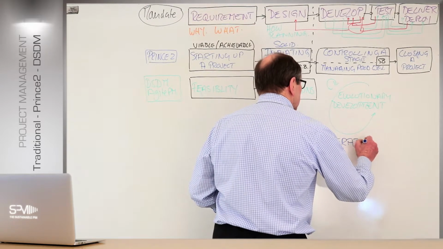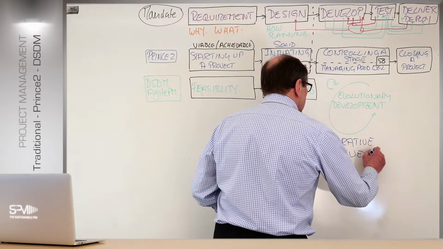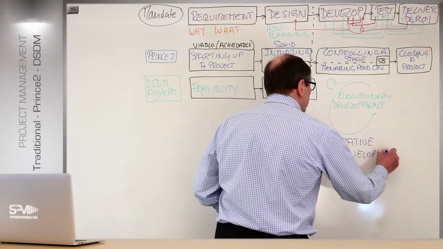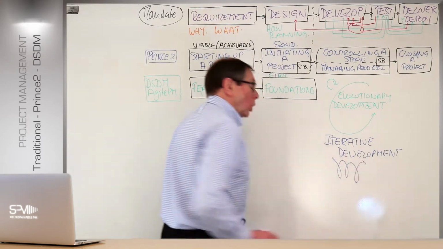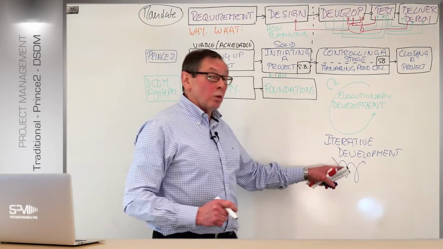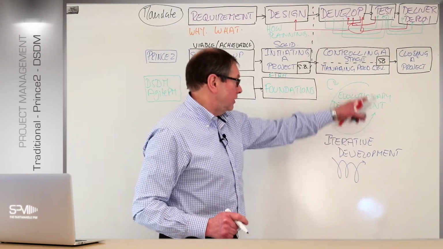Iterative development, which means build the solution a bit at a time, represented usually like this, a loop. So each loop is building one part of the solution and we add to it as we go along. And that's really what we're represented by here.